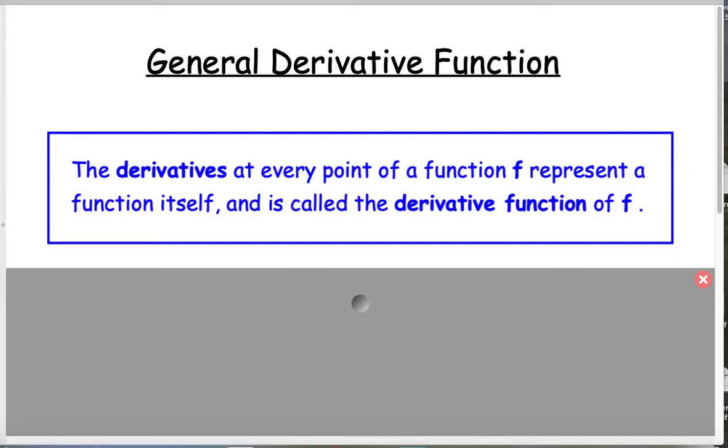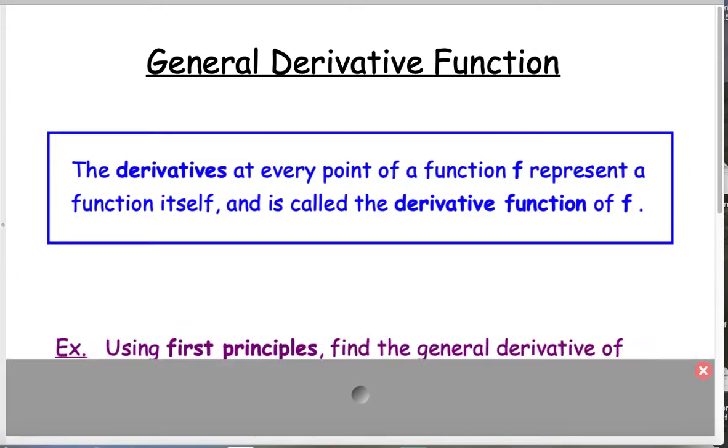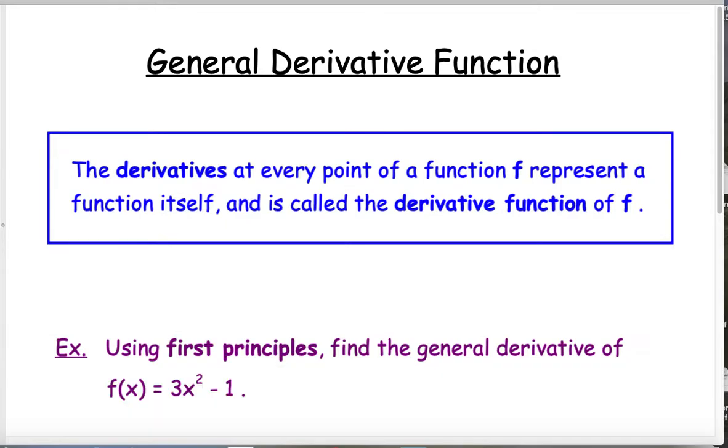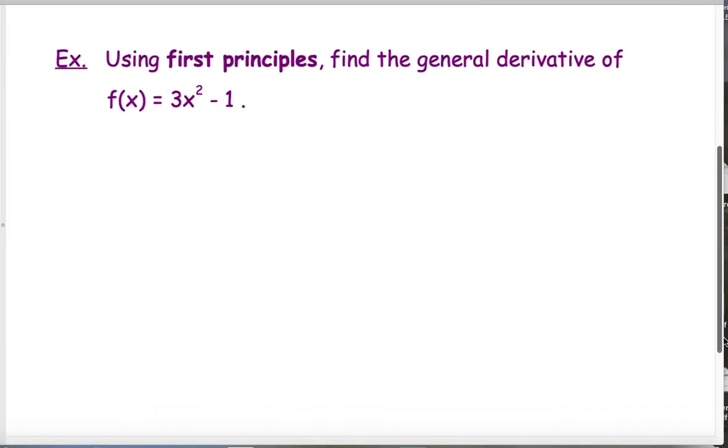So if we take the derivatives at every point of a function f, that itself will be a function, and it's called the general derivative function of f. Might sound a little confusing, so let's look at an example. Using first principles, find the general derivative of f of x equals 3x squared minus 1.